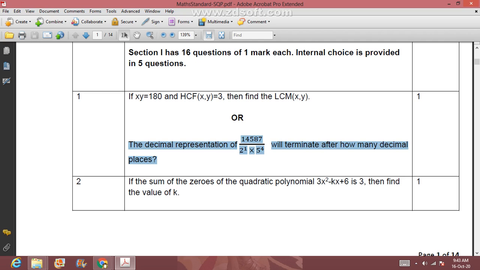What is the internal choice? The decimal representation of 14,586 divided by 2 raised to 1 into 5 raised to 4 will terminate after how many decimal places? After how many decimal places it will be terminating, that you have to explain here. The decimal expansion portion is there. So either you have to solve this or you have to solve this. Don't solve both. Why? It is a waste of time.